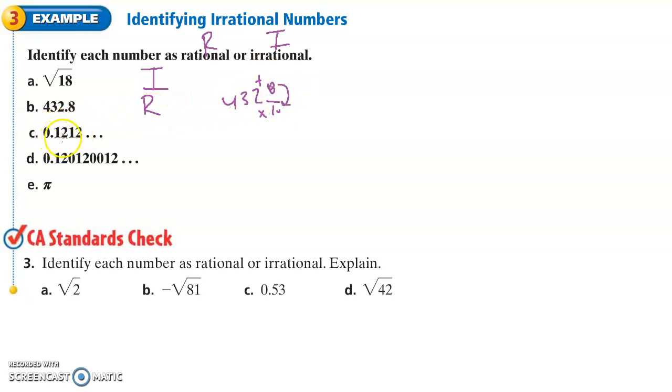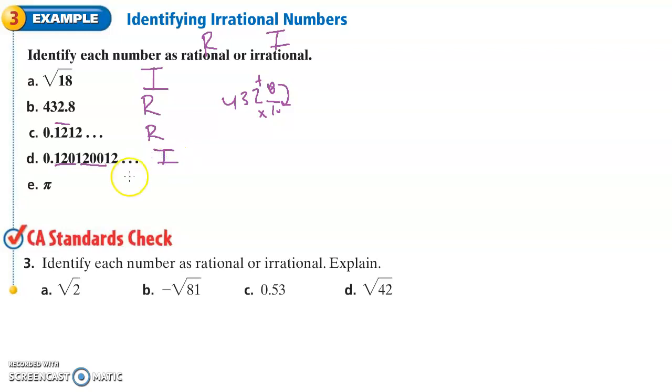Example C, 0.1212. It looks like it has a pattern. It looks like it's going to be 1, 2, 1, 2, 1, 2, 1, 2. So because it is repeating, that is considered to be rational. Now example D is 0.120 1200, and you notice that these are not the same pattern. In the first set it has one 0, and the second set it has two zeros.